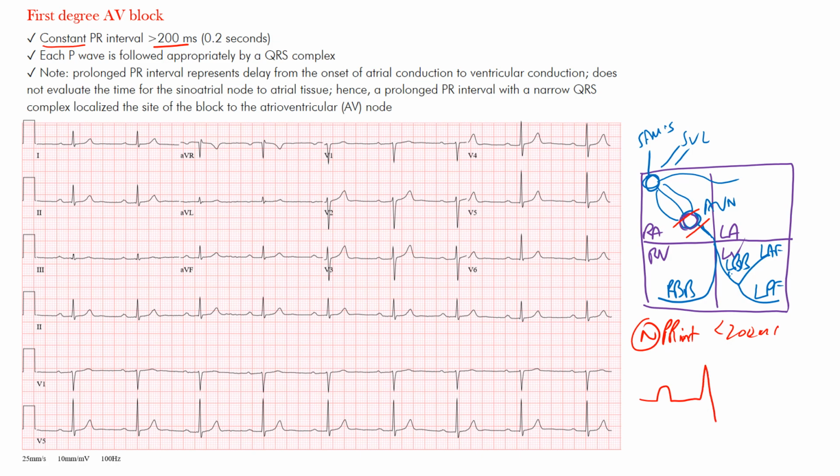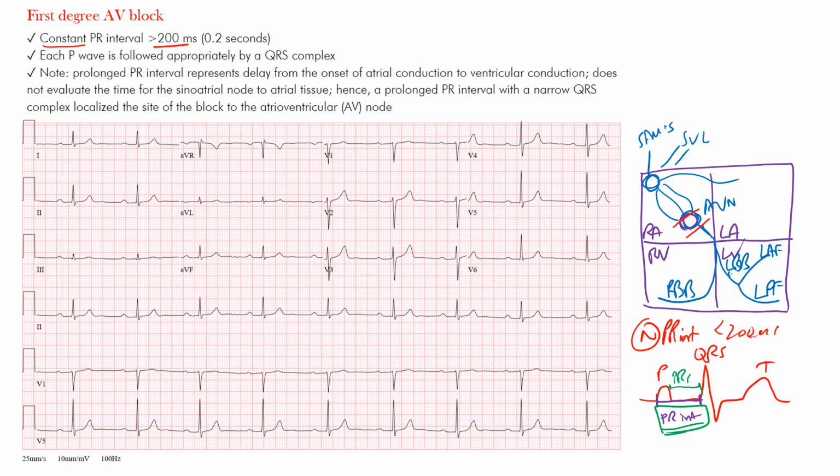Remember, if we draw this out, this is our P wave, this is our QRS complex, and our T wave. From the beginning of the P wave to the beginning of our QRS complex is our PR interval. Don't get that confused with the PR segment, which comes after the P wave. So that's our PR segment. But we're focusing on this interval, and that being prolonged, but constantly prolonged.